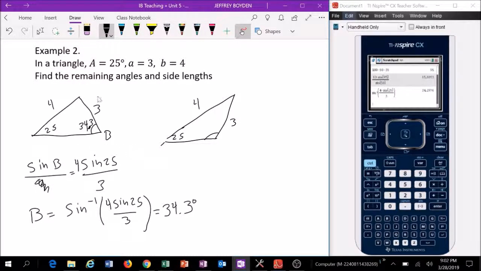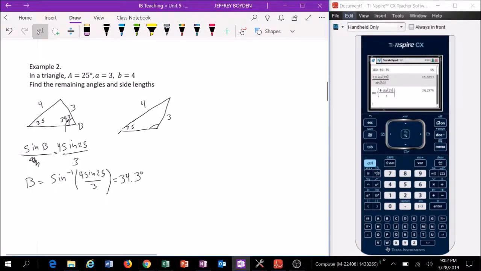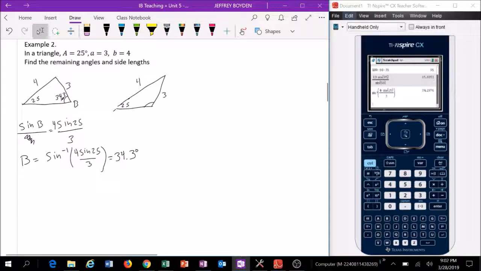Okay, so let's take a minute. Let's just finish up this triangle on the left, and then we'll talk about how to figure out the triangle on the right. So on the left, what I could do is I could do 180 minus that answer I just found, 34.3, minus 25, and we'll find the missing angle. So it rounds to 120.7.